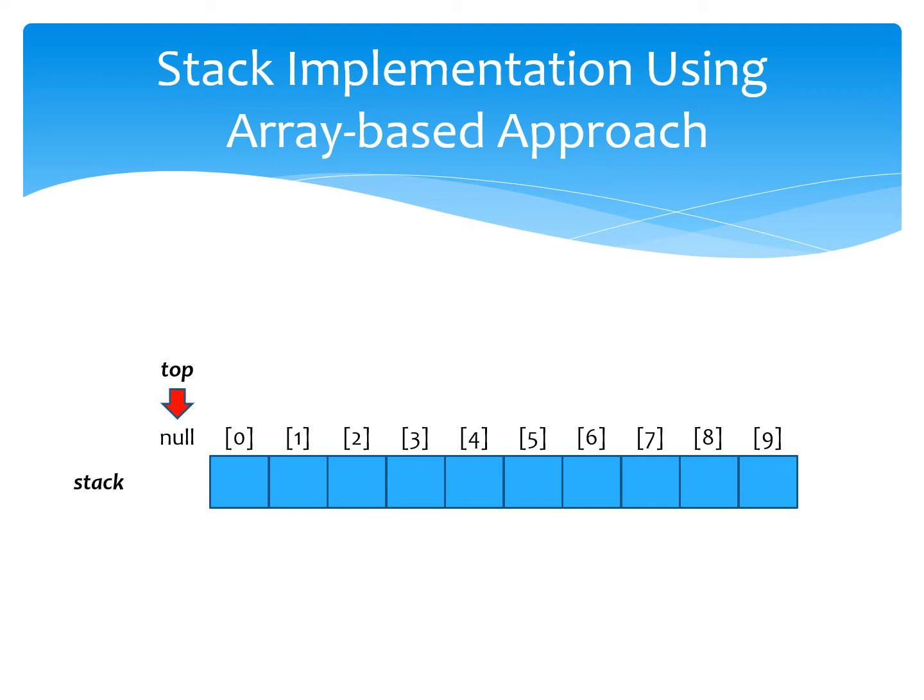We can create an array to simulate a stack by creating a variable top to hold a subscript, which points to an element representing the top of the stack. When the stack is empty, we set the variable top as null. When an object is pushed into the stack, we increase the top variable by 1 and assign the object to the element pointed by the top variable.